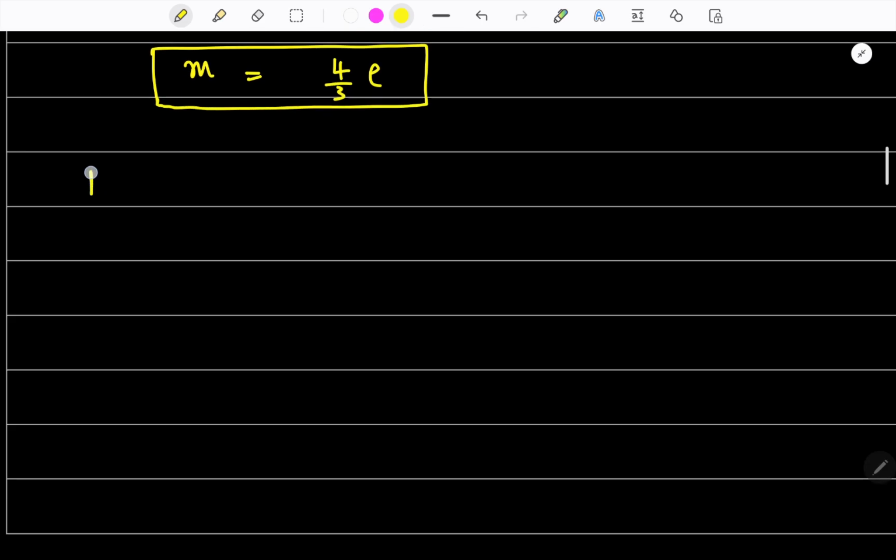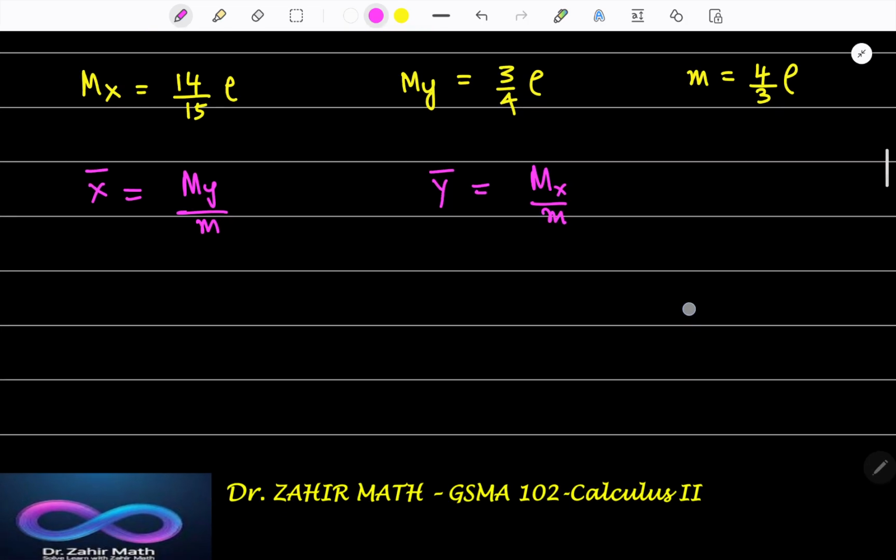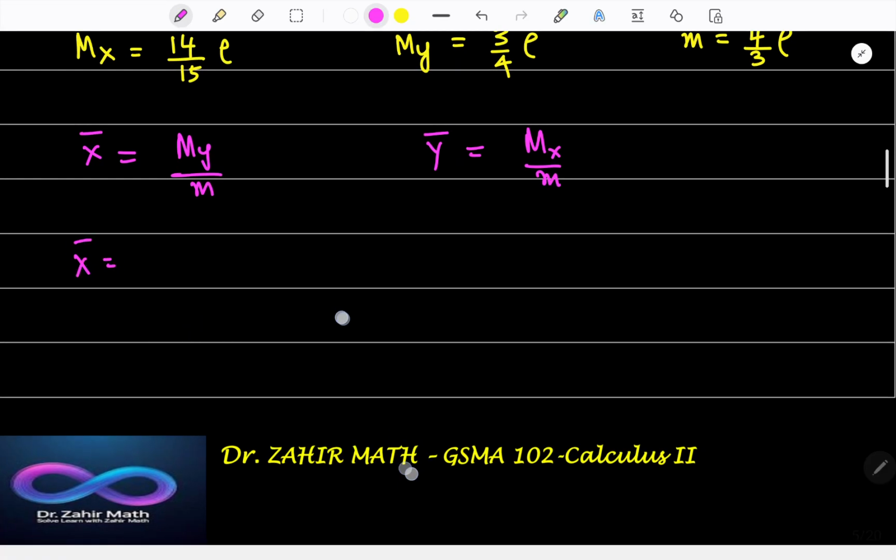So I got Mx equal to 14/15 ρ, I got My equal to 3/4 ρ, and I got m equal to 4/3 ρ, right? So we are going to calculate x bar now. What's the formula for x bar? My divided by m. What's the formula for y bar? Mx divided by m.